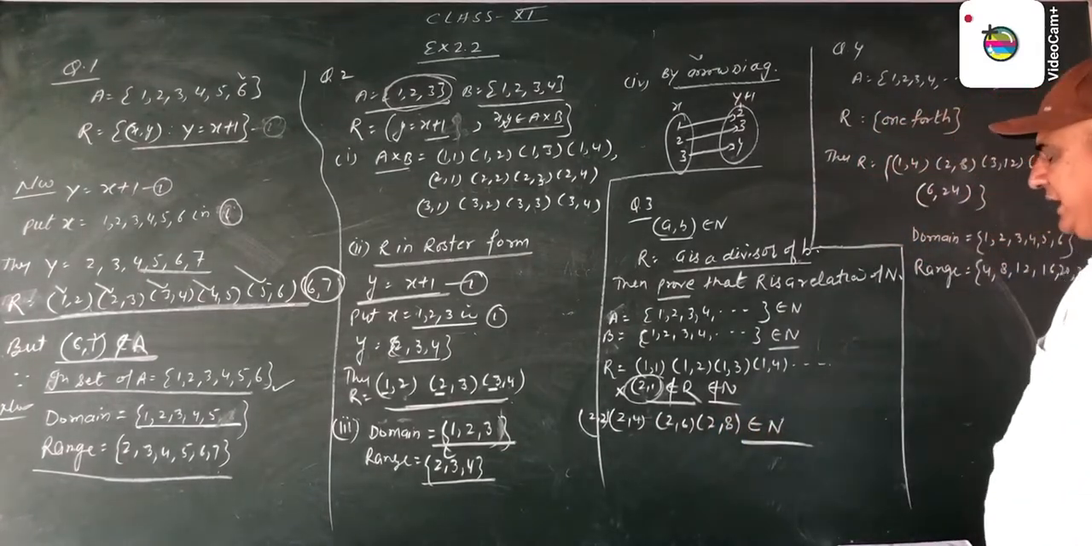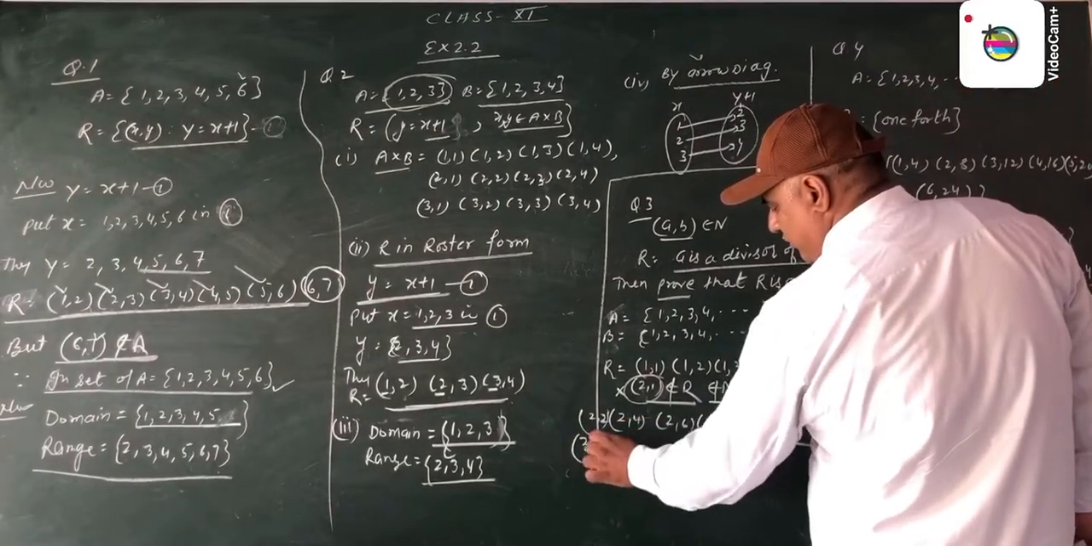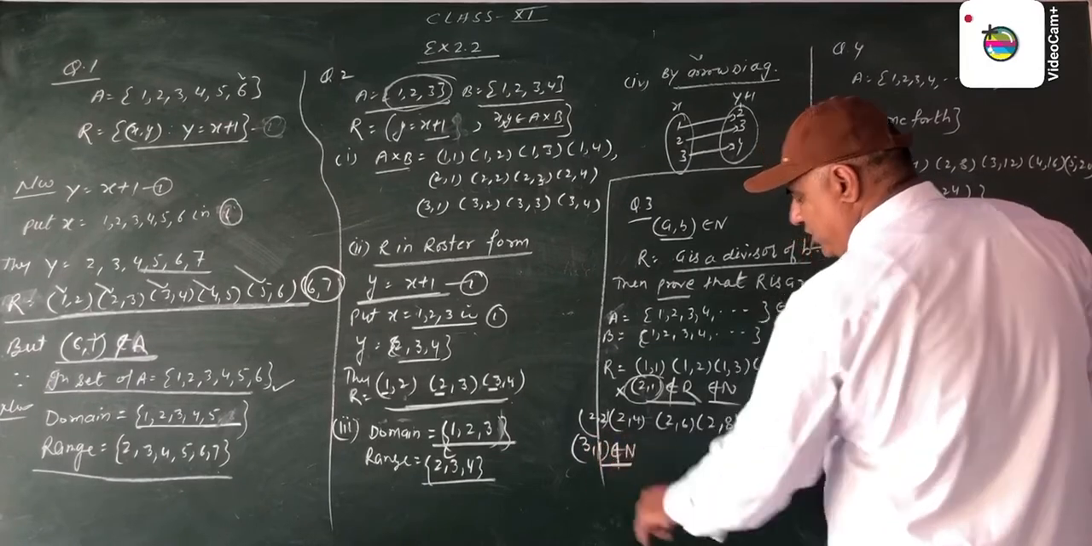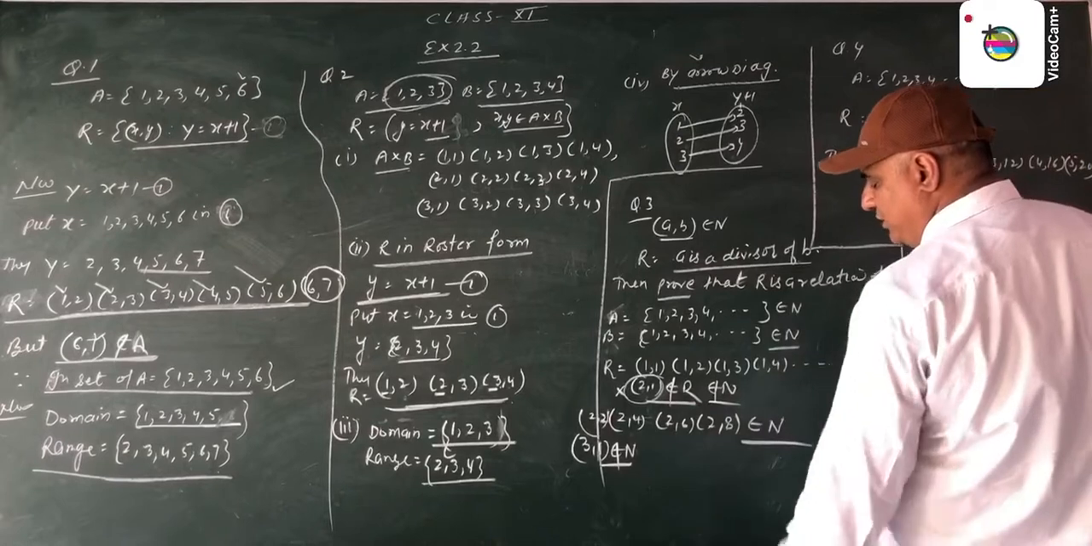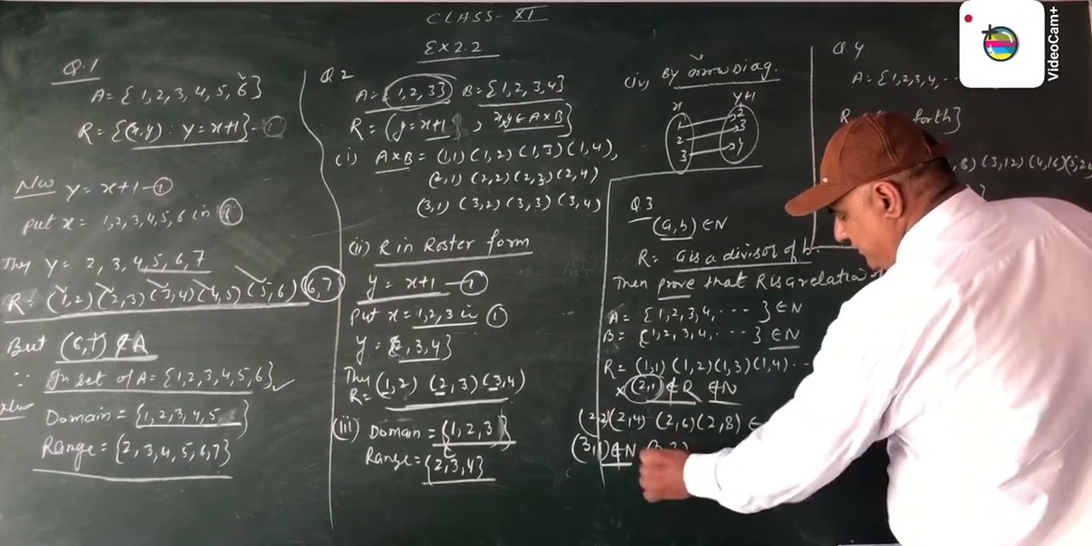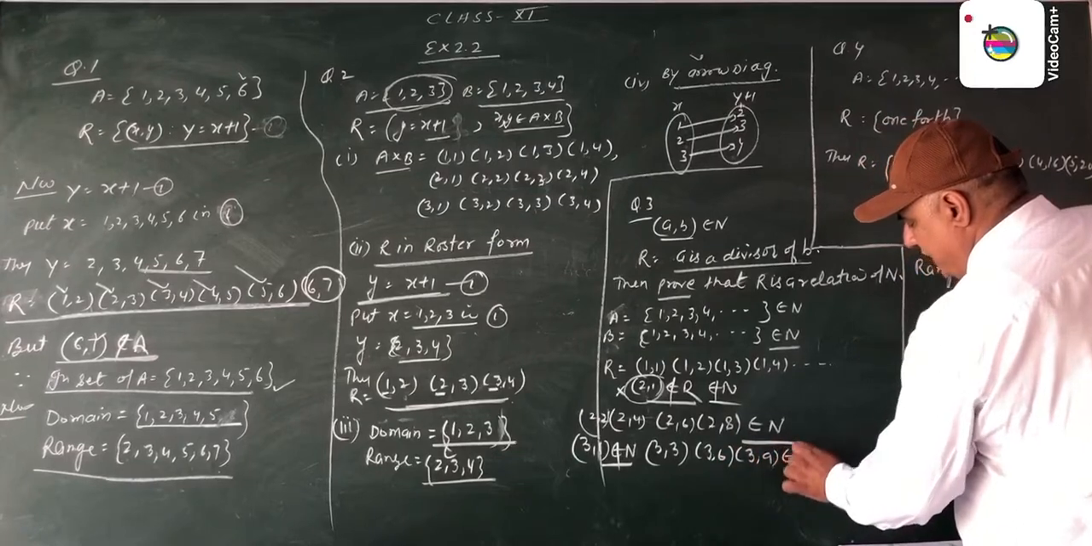So now we take another set, 3 1. Now 1 is not divisible by 3, so this does not belong to the natural numbers, and we do not take this relation. 3 2 is also not included. Then 3 3, 3 6, 3 9 belong to the natural numbers.